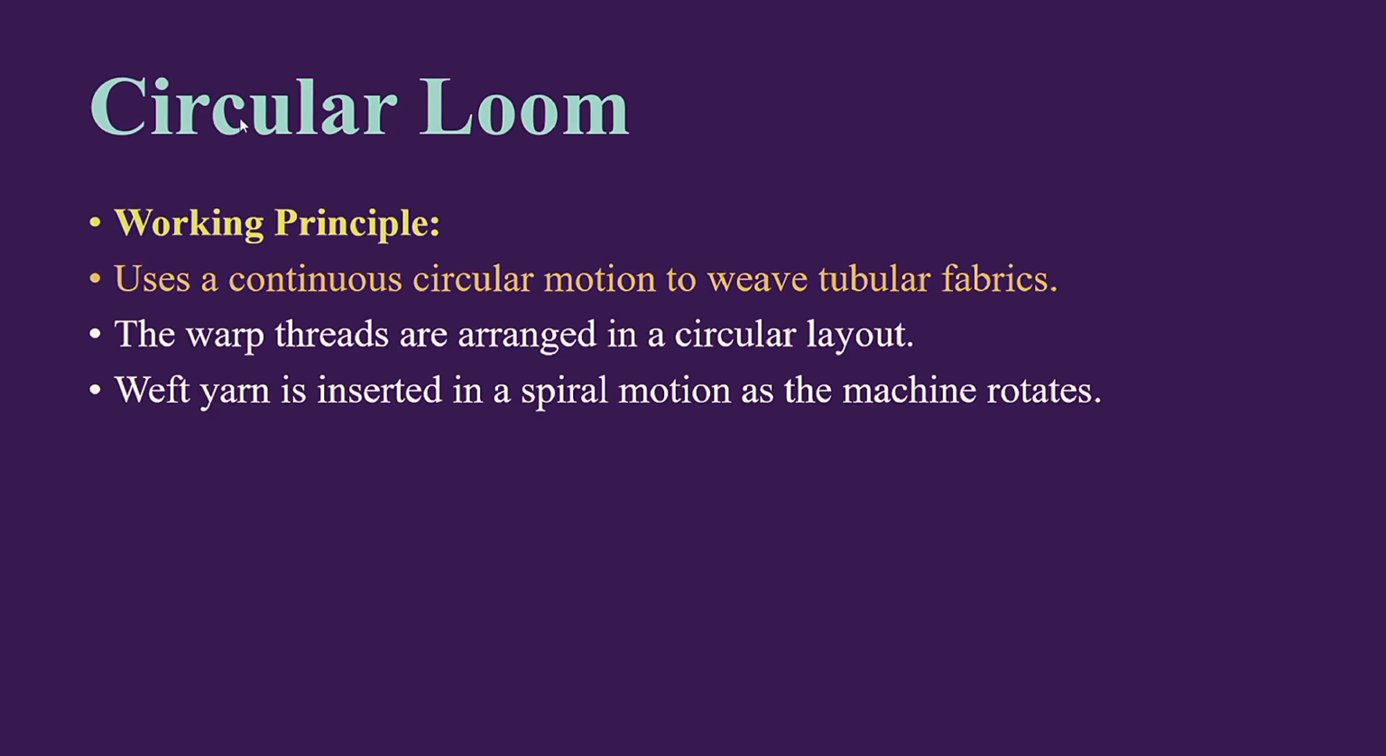The working principle of a circular loom is that it uses a continuous circular motion to weave tubular fabrics. The warp threads are arranged in a circular layout. The weft yarn is inserted in a spiral motion as the machine rotates.